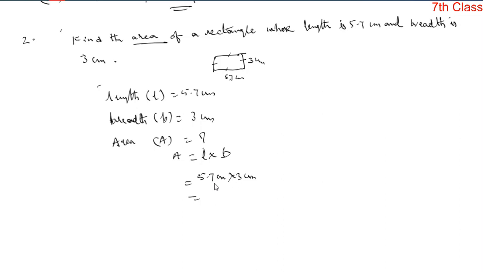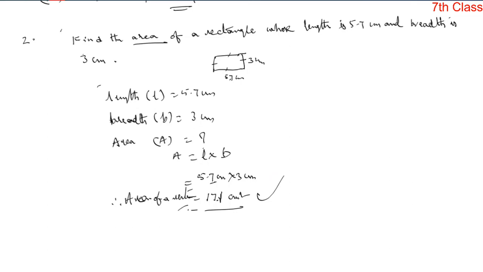So this is the multiplication of a decimal number by a whole number. Ignore the decimal point and multiply them as whole numbers. 57 into 3: 3 7s are 21, 2 is there. 3 5s are 15 plus 2, how much? 17. How many digits are there in the decimal part? 1. So count one digit from the right hand side, put the point. Therefore, 17.1. Now, centimeter into centimeter means centimeter square. Therefore, the area of the rectangle is equal to 17.1 square centimeters.